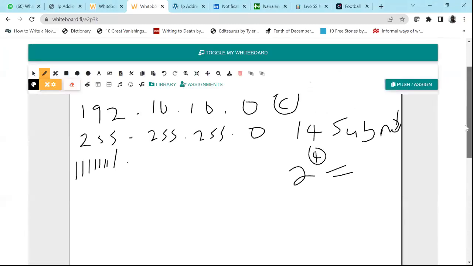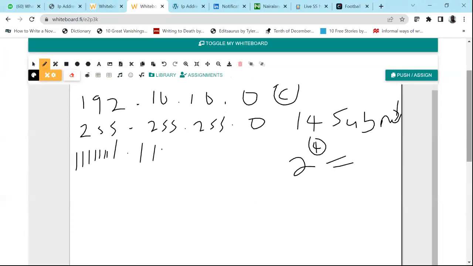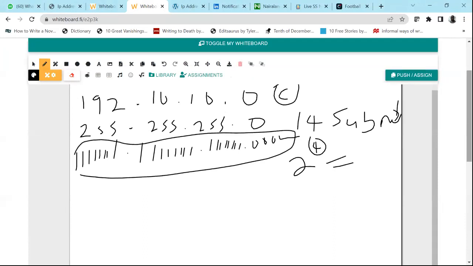Okay. 1, 2, 3, 4, 5, 6, 7, 8. 1, 2, 3, 4, 5, 6, 7, 8. And this is 1, 2, 3, 4, 5, 6, 7, 8. So this is what the subnet mask is in binary, right?